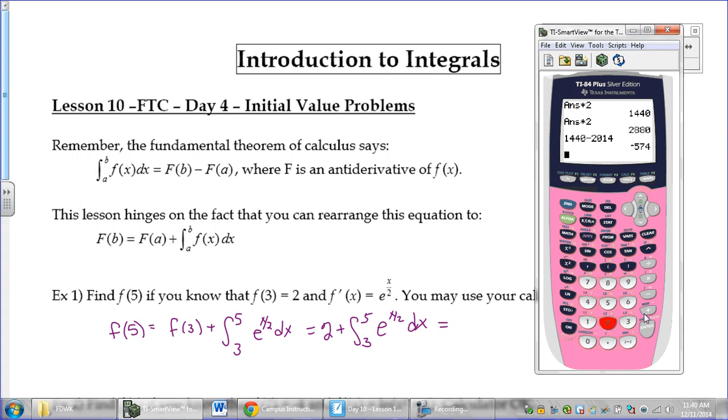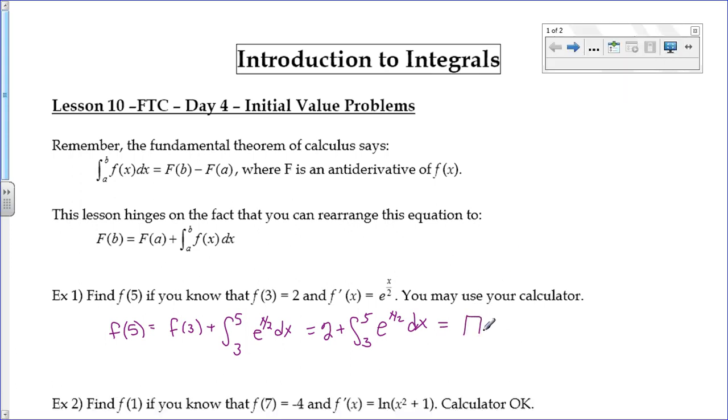I'm going to write 2 plus math 9, the integral from 3 to 5 of e to the x over 2 dx. Ta-da! And I get 17.4016. I know I don't need to go that far, I just felt like it.